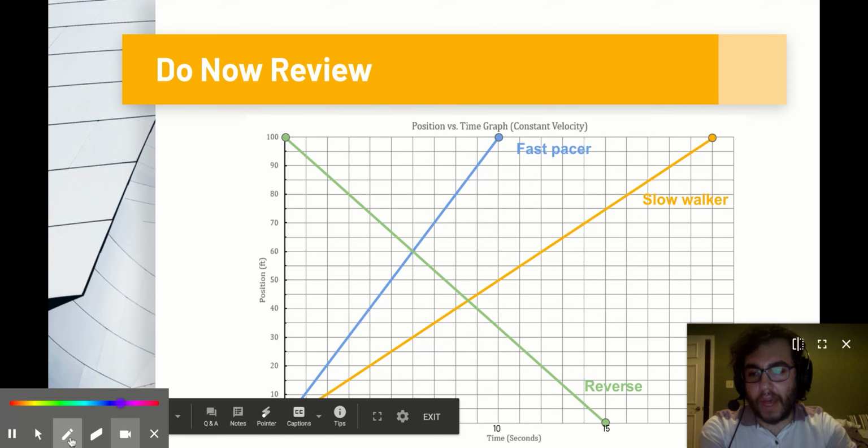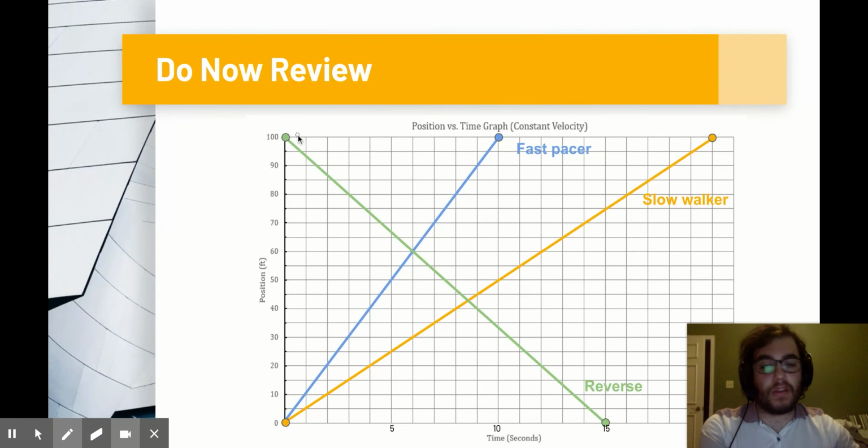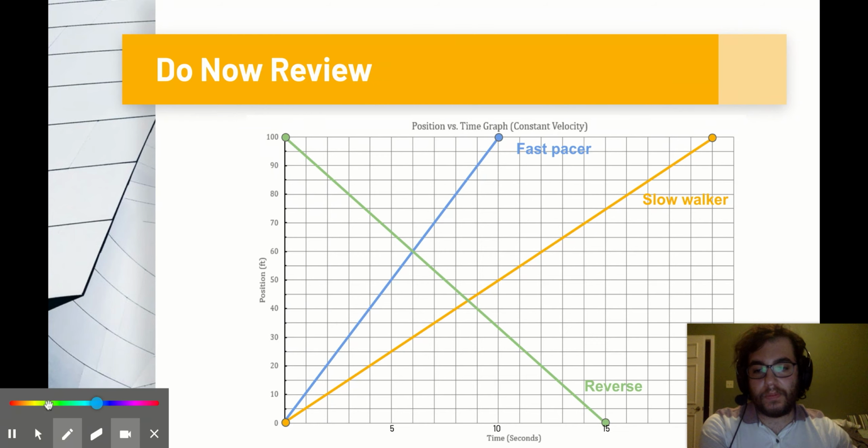I'm going to show you how to do the do now. A lot of you probably already got it, but this is just a quick review. So what this last question was asking was the slope of each of these little graphs. The way I recommend going about it is just doing each one individually, one at a time.